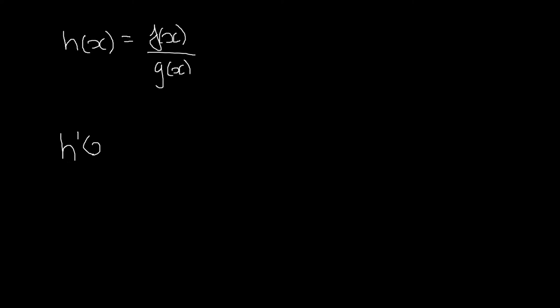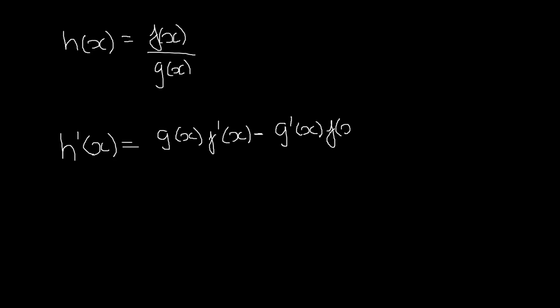And the quotient rule is h prime of x is equal to g of x times what you will get if you differentiate f of x, which is f prime of x, minus g prime of x, so what you will get if you differentiate g of x, multiplied by f of x, all divided by g of x squared.